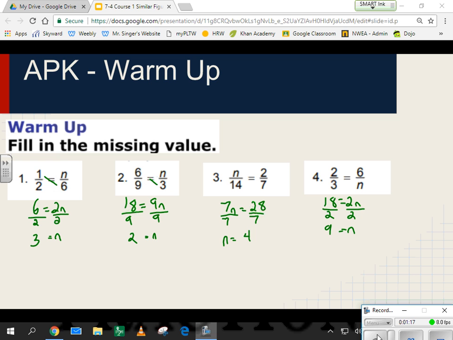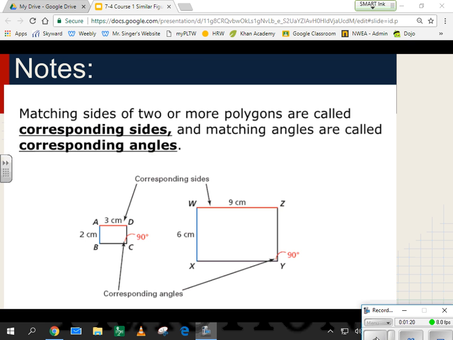All right, let's get rolling with our new stuff today. So the first slide I have here is a big slide of notes. There are 2 different things that you're looking for with similar figures. You're looking for corresponding sides and corresponding angles. So you want to write down the definitions. So what's a corresponding side?